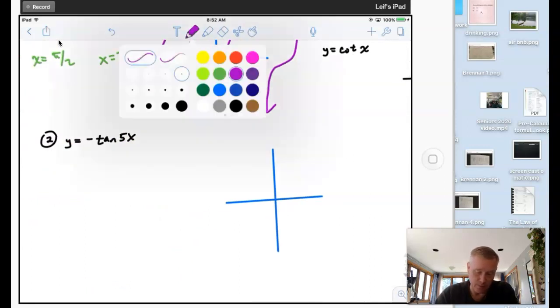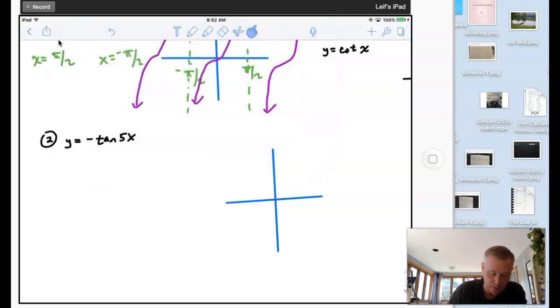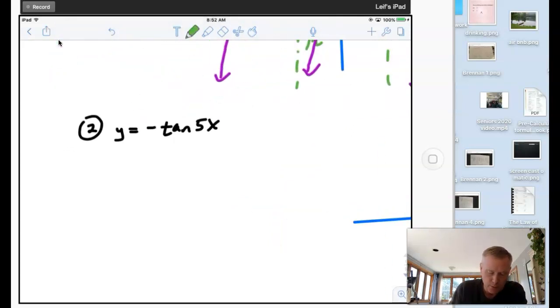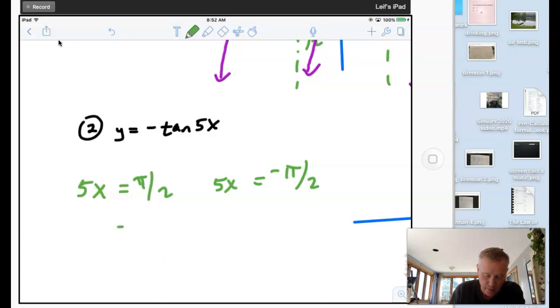Here's another problem. These are the kinds of things you'll see in your classwork. Remember, for tangent, it's always equal to pi over 2 and equal to negative pi over 2 to find my vertical asymptotes. With this, I have 5x, and then I solve. Divide by 5, I get x equals pi over 10.